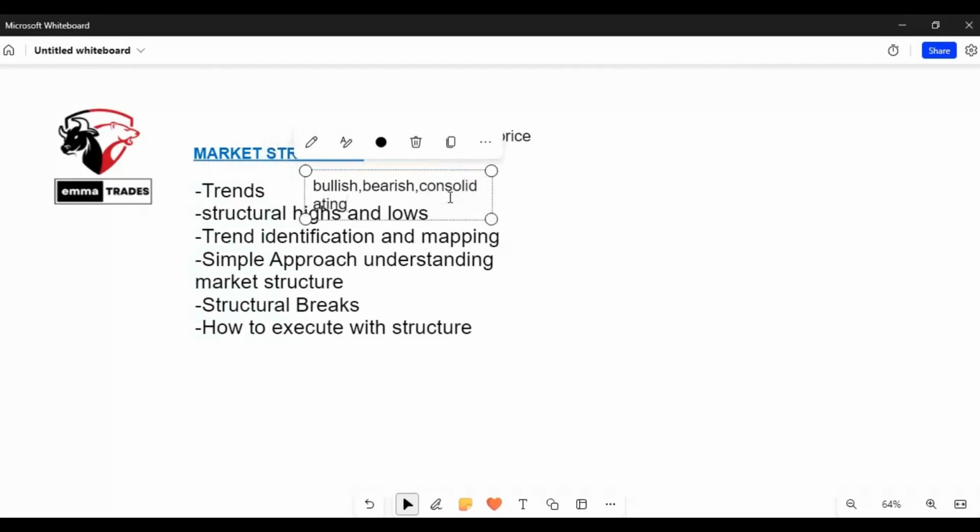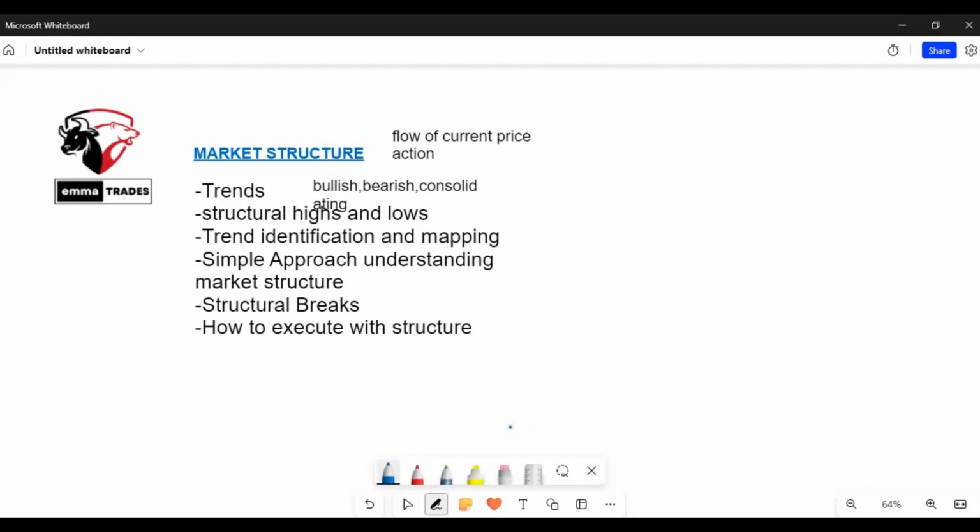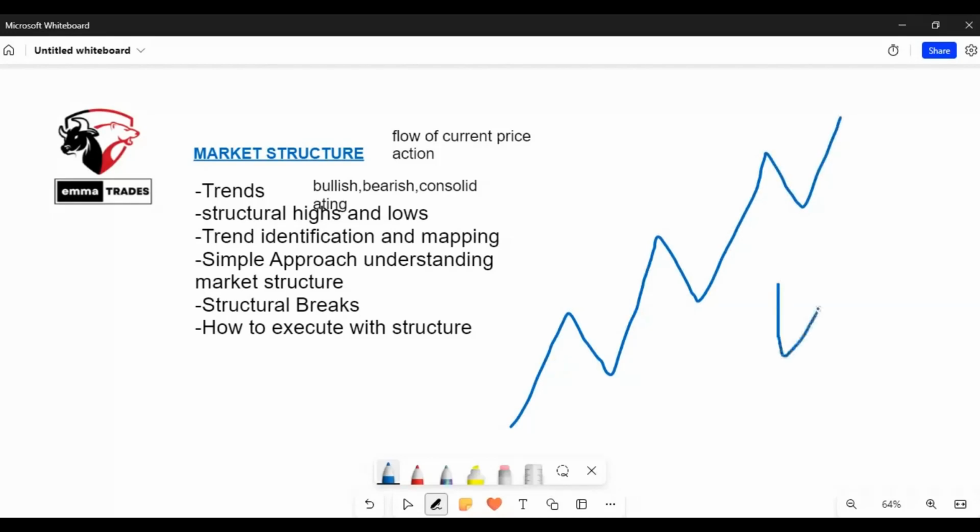Just a simple understanding of trends, right? These are the only three trends we have. So if I'm to map it down on a line chart, an uptrend or a bullish market, this is how it looks like. Then a downtrend is the opposite of this.